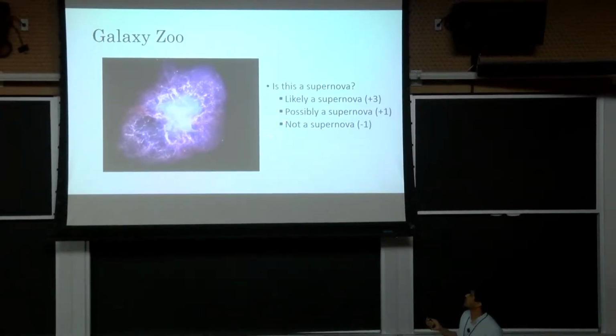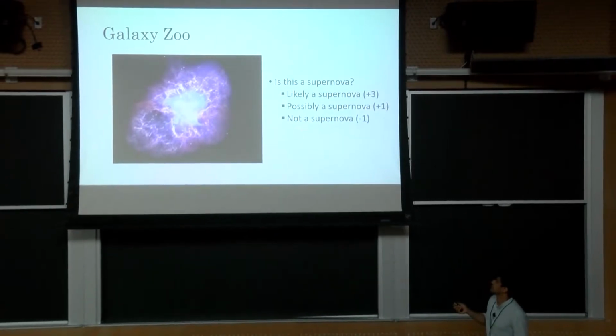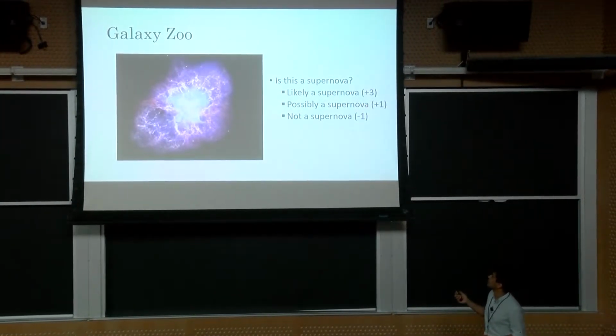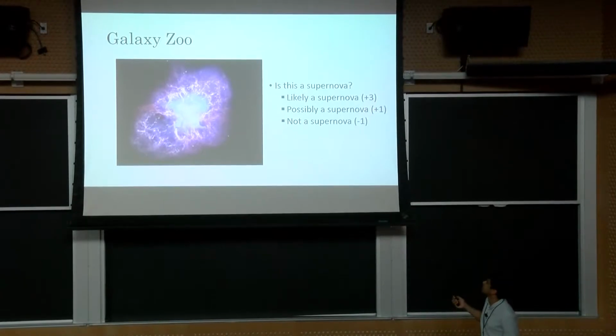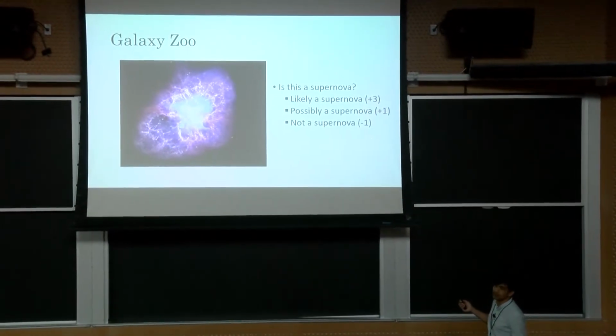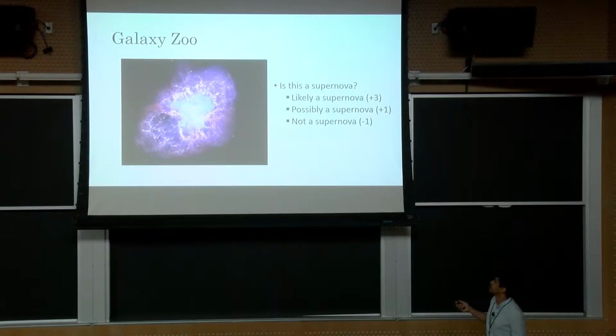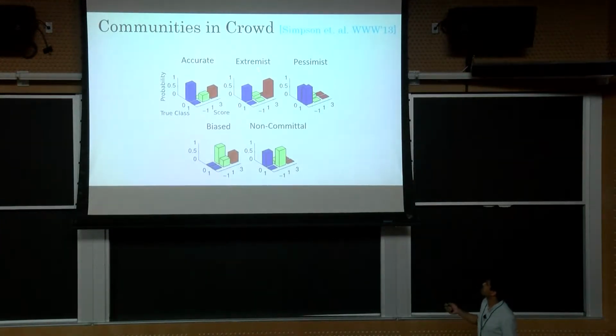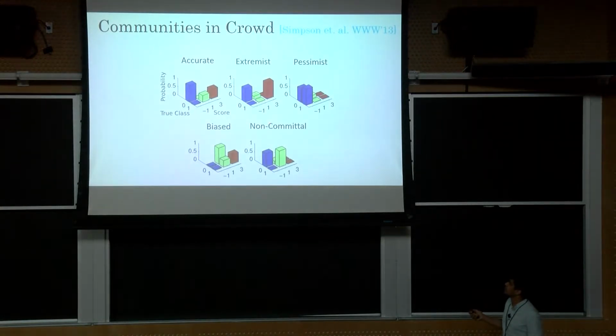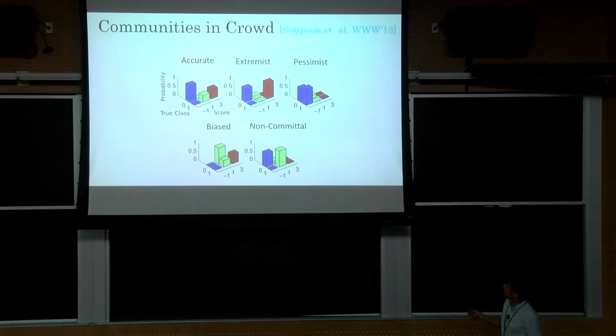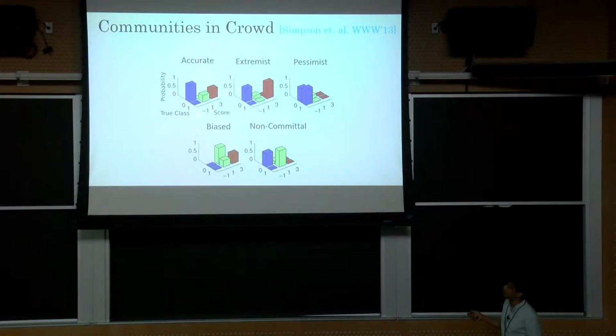The users can label the images as one of three categories: likely a supernova, giving a score of +3, possibly a supernova, +1, or not a supernova. And what the prior literature observed, Simpson et al., is that there is essentially a heterogeneity among the users. If you look at this plot, this is the true class. 0 means that the image does not contain a supernova, 1 means it has a supernova, and a score.